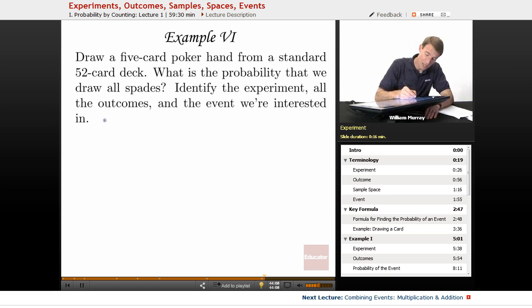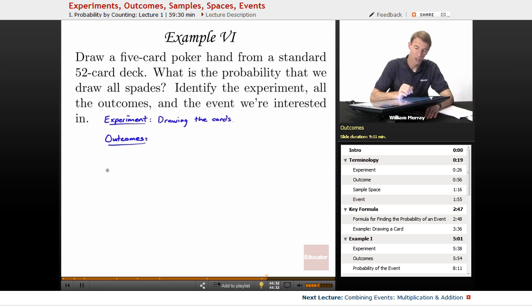So the experiment here is drawing the cards. The set of possible outcomes is all the different ways to draw 5 cards from a standard 52-card deck. And this is a little tricky to count, so let me show you how it works out.